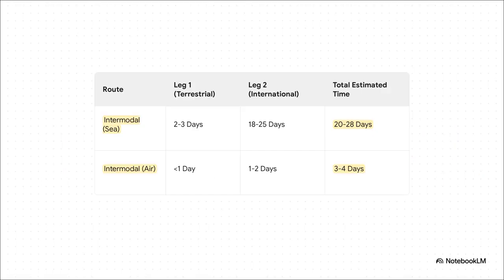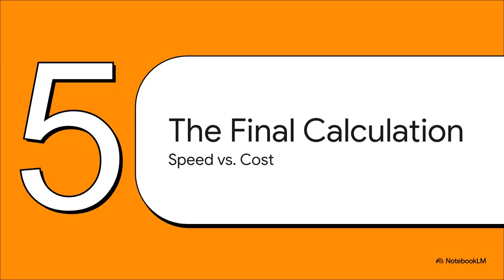Okay, so let's put it all together in this time matrix. Look at this. The sea route, you add the truck and the ship time, you get a total of 20 to 28 days. The air route, truck to Bogota, is less than a day, plus the flight, you're talking maybe 3 to 4 days total. Wow. When you just look at speed, I mean, it's not even a contest. Air wins by a landslide. So, looking at this, the decision's obvious, right? Go with the air route. Get it there in 4 days.